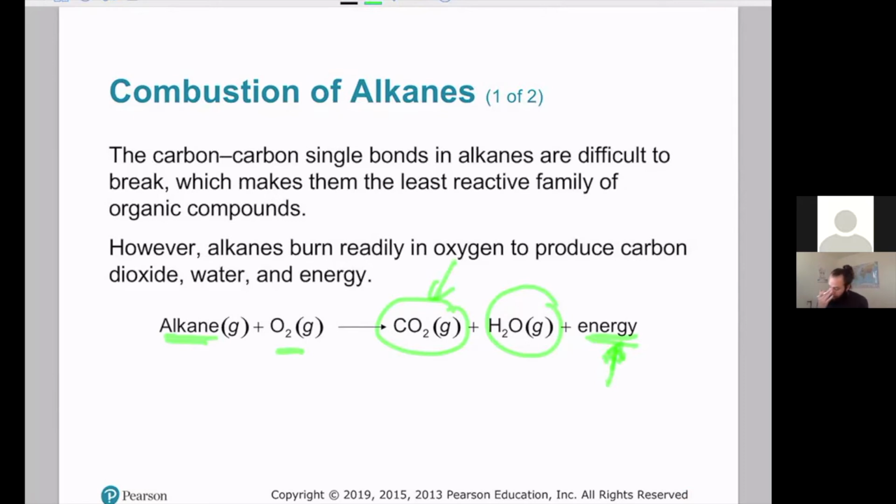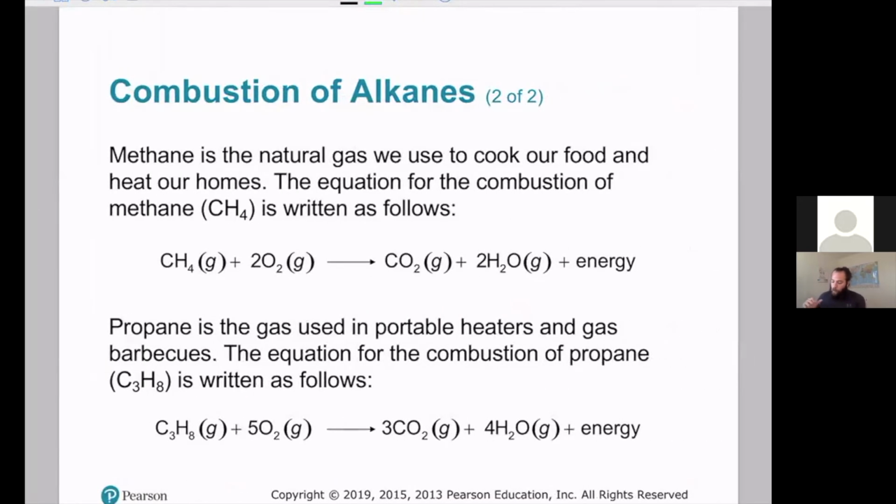Okay, but again, it's hydrocarbon plus oxygen gas gives you carbon dioxide and water. The hard part, the skill that I'm going to expect you guys to have, is to be able to write these combustion equations given an alkane, meaning that you're going to have to be able to write some sort of balanced chemical equation. Okay, and I'll show you the way that I do this, might make it easier.